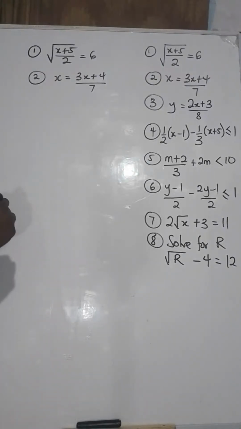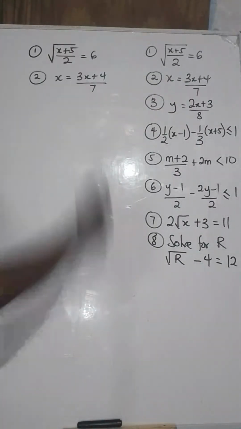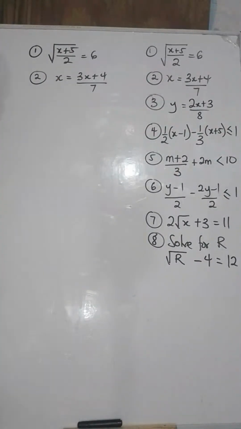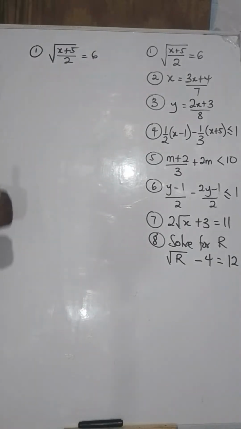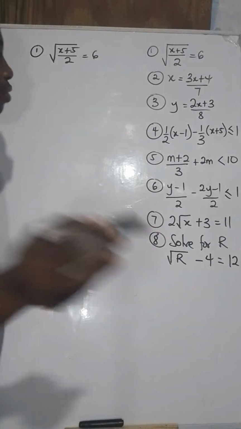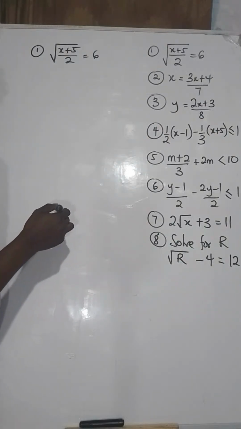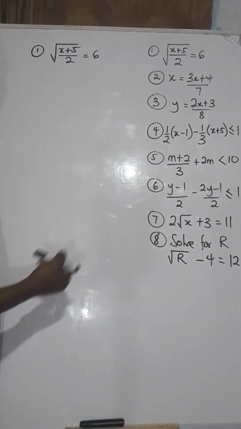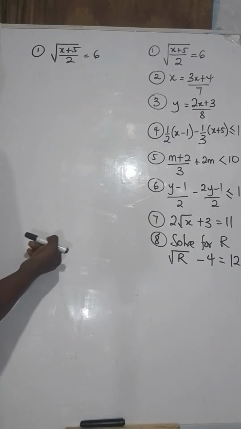Okay, so we want to work these equations here, and we have some here. We want to start with this particular equation, how to solve it in a simple way. Here you can see that with this equation we have a root sign covering (x + 5)/2, and that is equal to 6. With this, you need to eradicate the root sign from there.